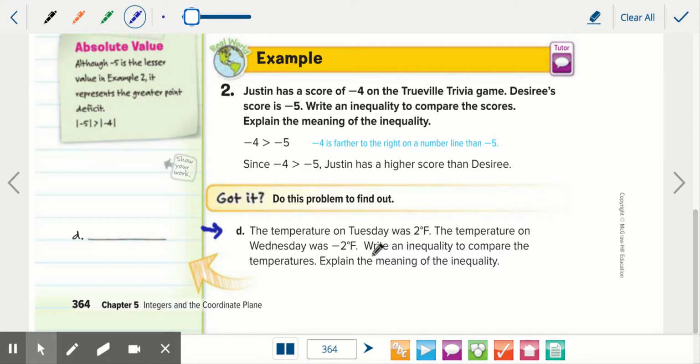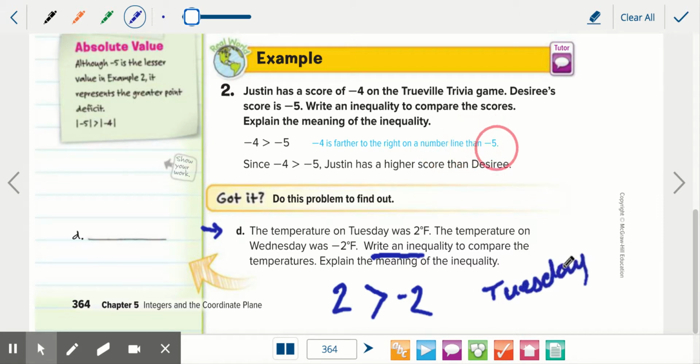When you see write an inequality, they simply just want you to write it using a less than or greater than symbol. So I'm going to write Tuesday's degrees and Wednesday's degrees. Tuesday is greater than negative 2. So my inequality is 2 is greater than negative 2. Where it said explain the meaning, I might write Tuesday's temperature is higher.